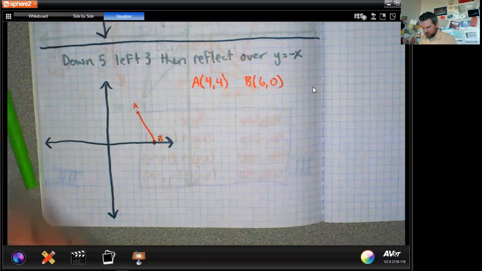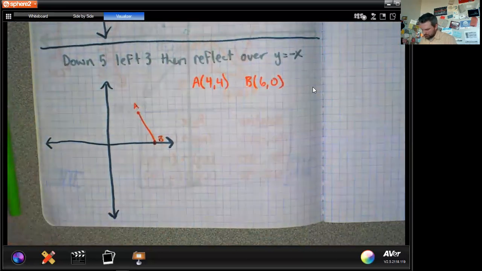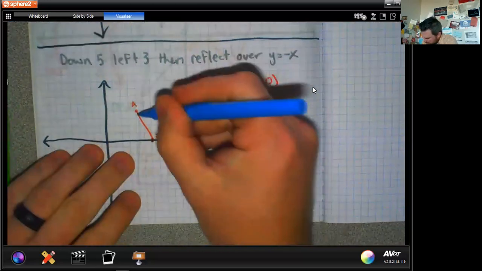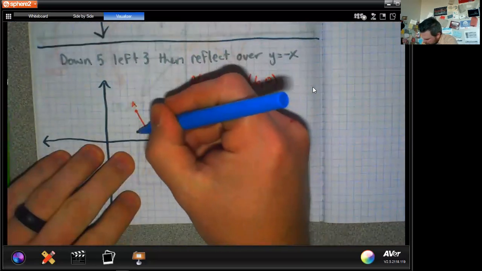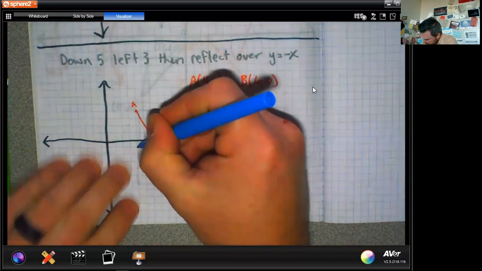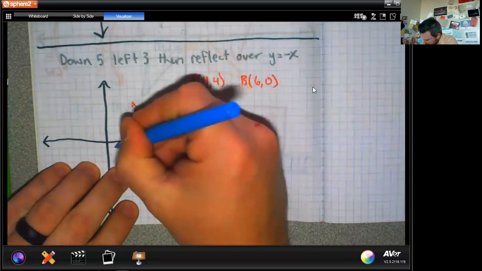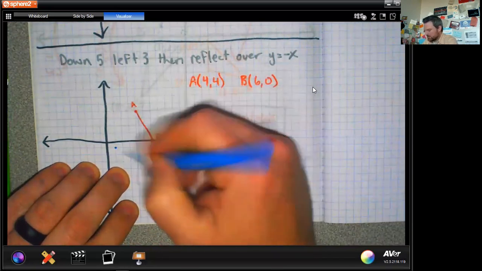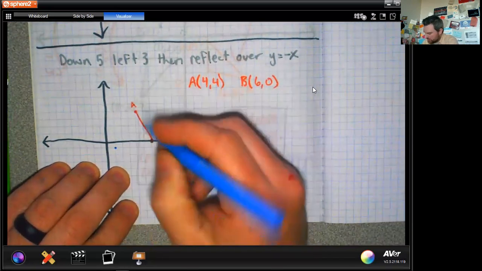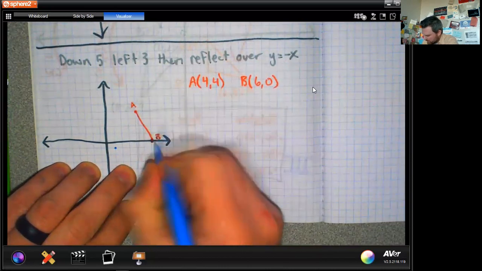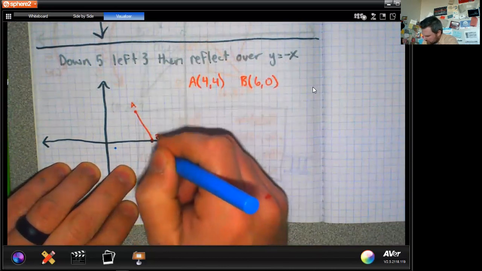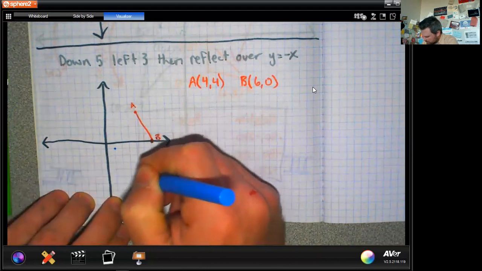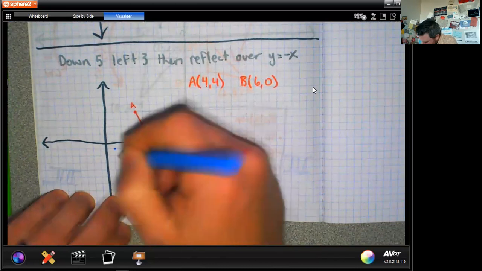So the first thing we're doing with this is we're going down 5, left 3. So down 5, 1, 2, 3, 4, 5, left 3, 1, 2, 3. And remember, we're not going to label it, and we're going to make a dotted line because this is just my halfway point for this. We'll make a dotted line there.